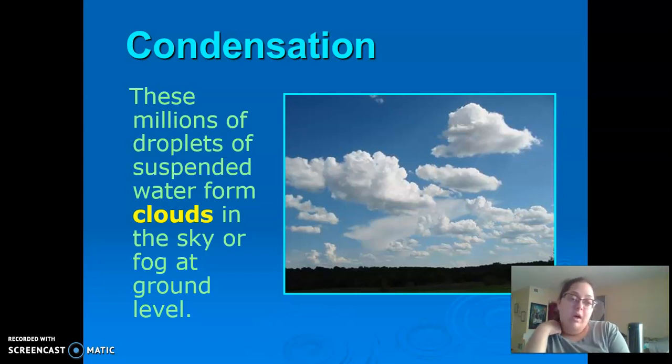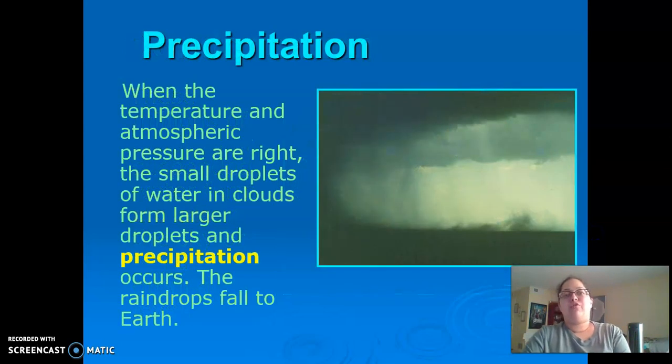Okay, from clouds. In the clouds in the sky or fog at the ground level, those two things can hold water suspended in the air. Now, when the temperature and the atmospheric pressure are right, those small water droplets in clouds form larger droplets. So basically, the temperature usually has to get a bit colder, and the air pressure has to be just right for those water molecules to begin to bond. And when they bond with each other, they make larger water droplets. And eventually they get so big that they can't hang out in the air anymore. Gravity starts to take hold and they start to fall. And that's where we get raindrops, or what we call precipitation.